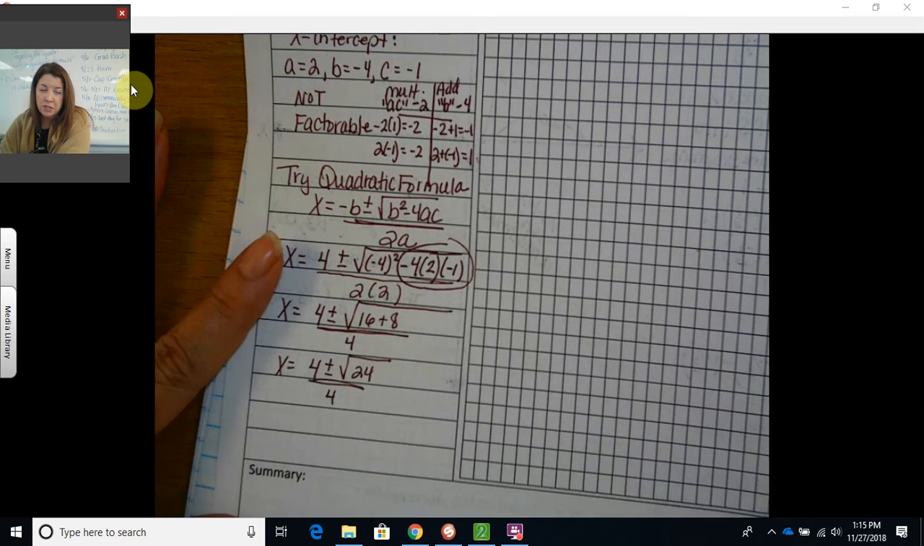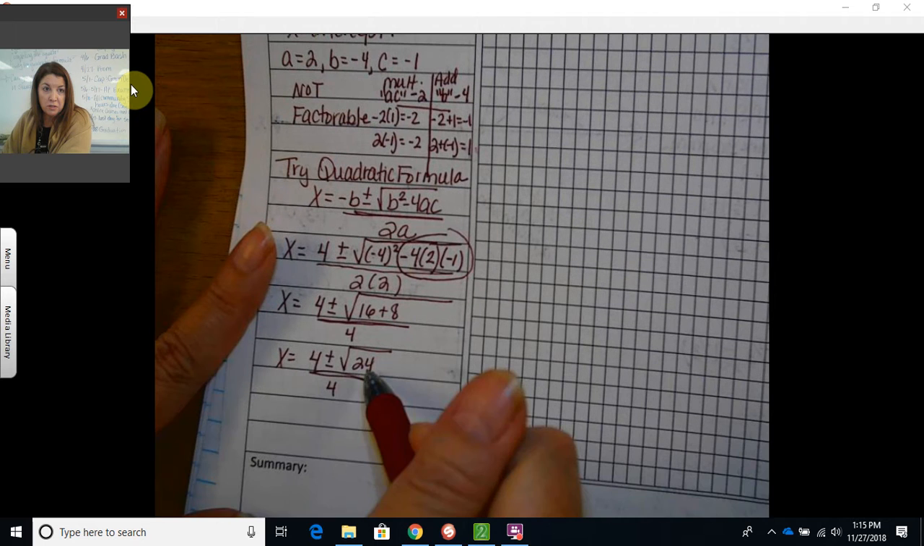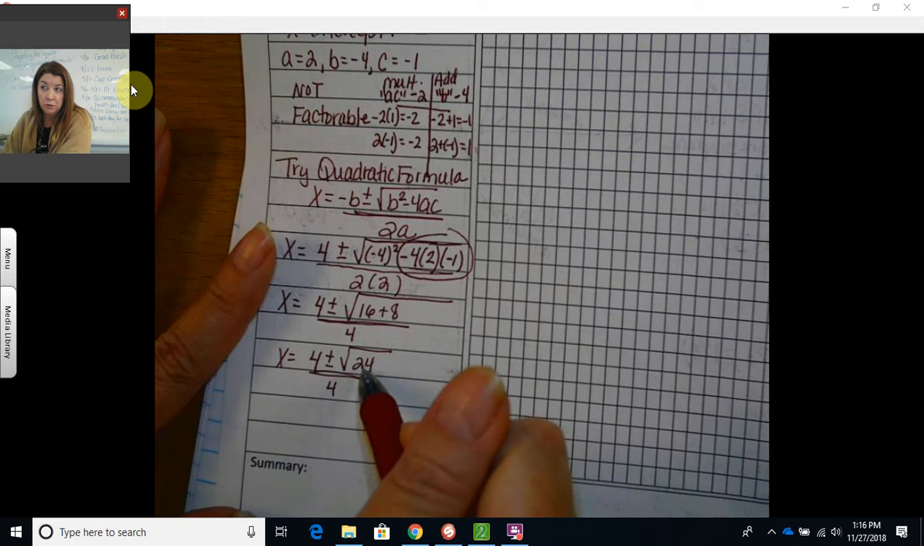Now if we were just solving the quadratic formula and I wanted you to leave your answer in radical form, I would want you to simplify 24 because it has a perfect square factor of 4. So I'd want you to simplify that. Okay?